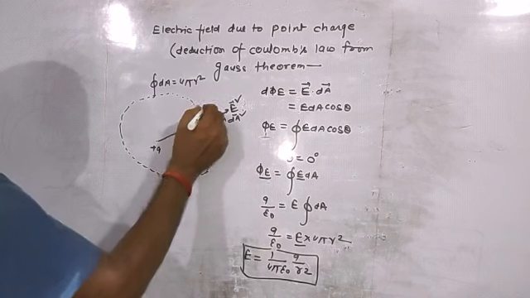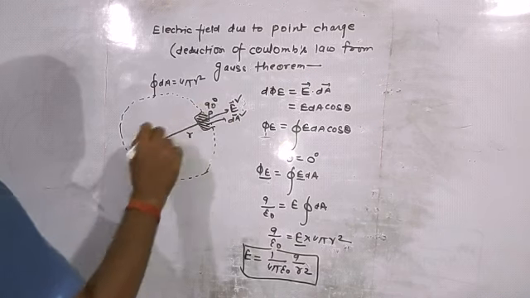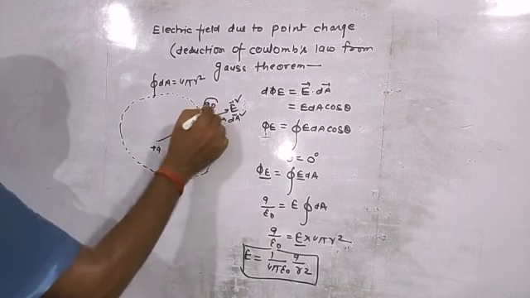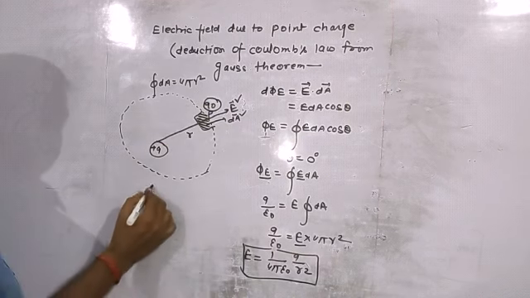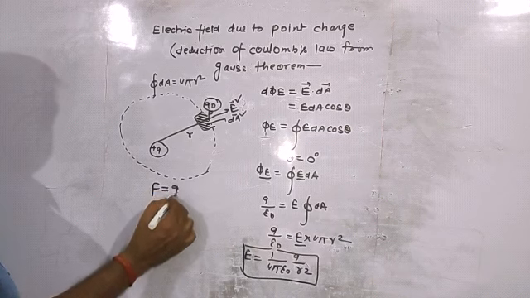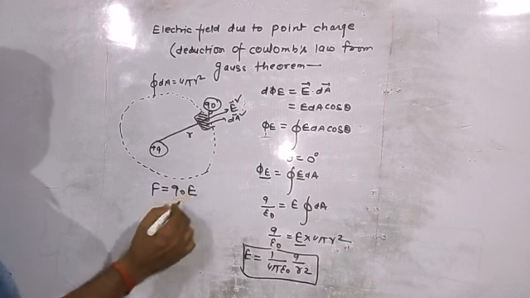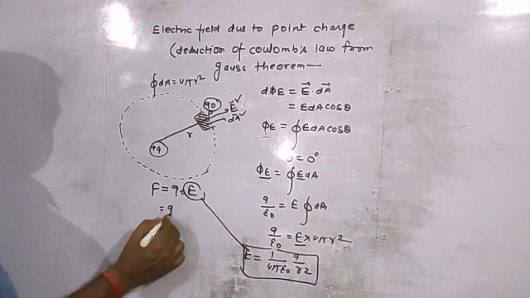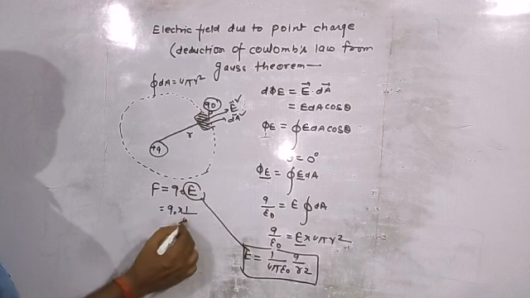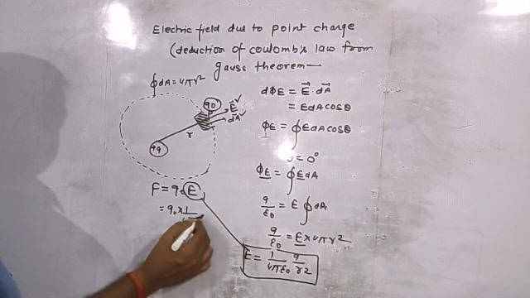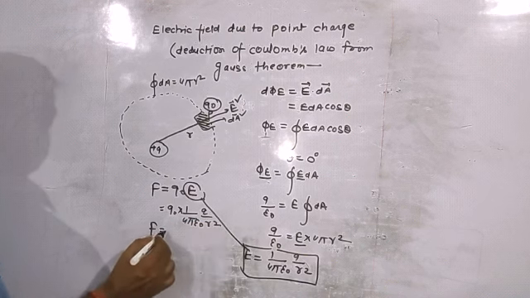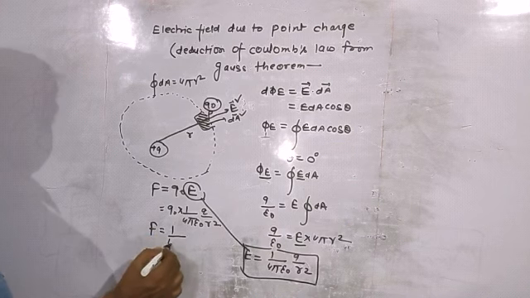Now suppose that a test charge particle q naught is also placed here. So the force experienced by the test charge particle due to the source charge, F, will be given as q naught E. We just have to place the value of E from this equation here. So q naught, so this is the formula of Coulomb's law.